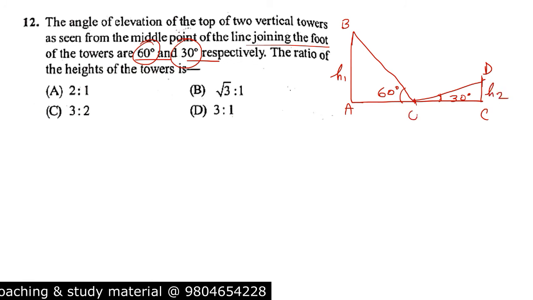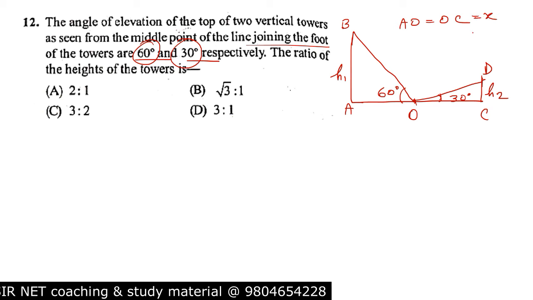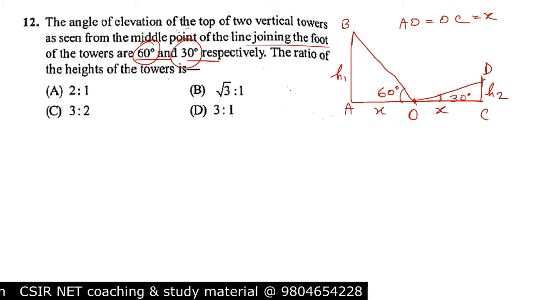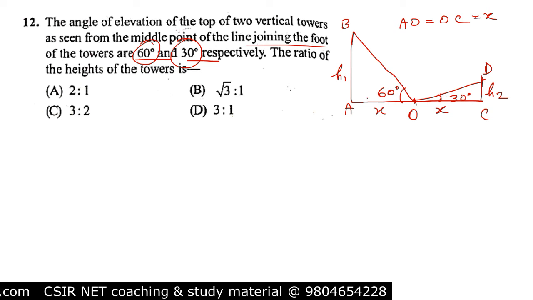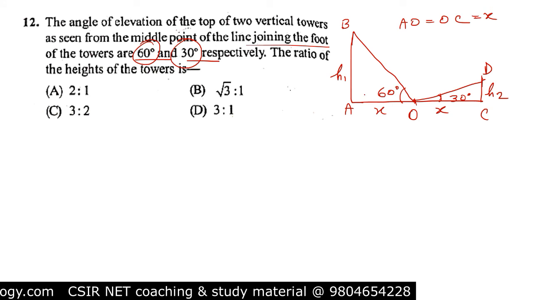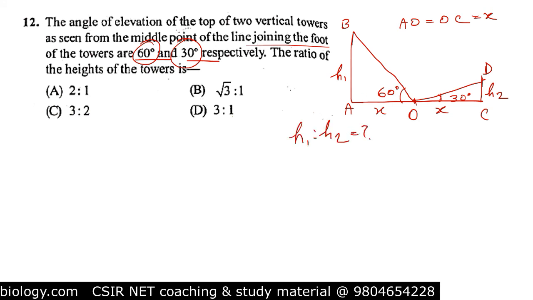This is the common point, let's say O is the common point, and this distance, AO equals OC, both are the same. Let's assume that the distance here is X. AO equals OC equals X. Now the height of AB is H1, CD height is H2. The ratio of the heights of the tower is all we need. We don't need anything else. So now basically we need H1 is to H2. We need this value, right?